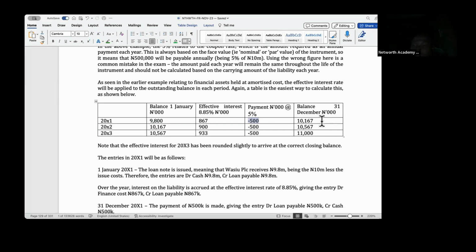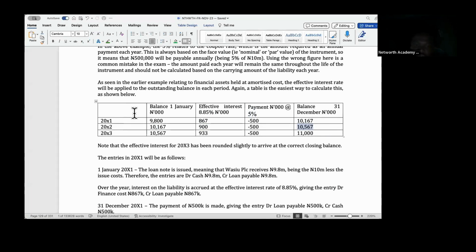Then the balance at the end of the year is 10,167, which is this. You add this interest that goes to P&L minus the interest he is paying. This is the balance here, which you are going to carry forward to year 2. So the interest that goes to P&L, you calculate this 8.85% on this 10,167. You get 900. Then 5%, this is fixed, it's 5% on the principal amount year in, year out, on 500. That gives me 10,567.